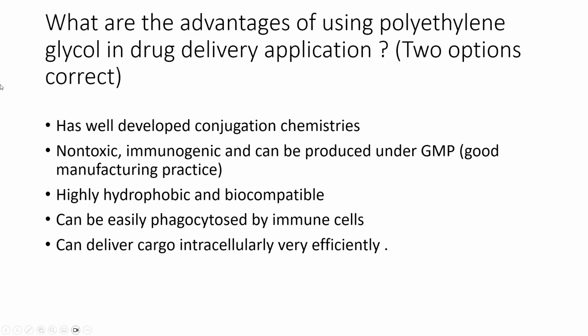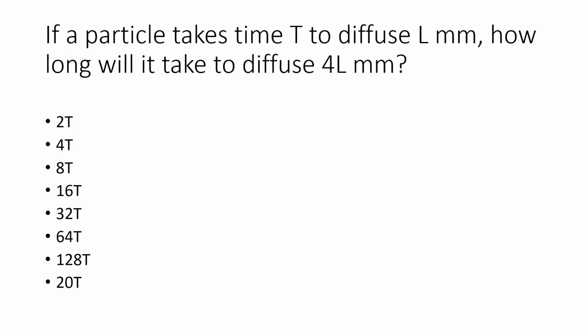And that's correct. Does it have well developed conjugation chemistries? Yes, we know the structure very well. We have worked with it for a very long time. We know how to add stuff to it, how to conjugate it to things, and so on. So it has very well developed conjugation chemistries, and it's non-toxic, non-immunogenic, and can be produced under GMP.